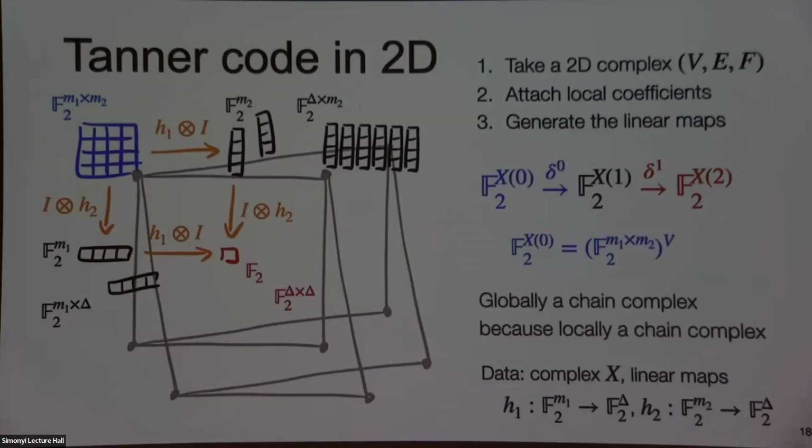Okay, so now we want to check that it's a chain complex, but to check that this is globally a chain complex, all you need to do is check that locally it's a chain complex, that the constraints are satisfied locally. And essentially this local part is satisfied because we really just take the tensor product of two maps, H1 and H2.